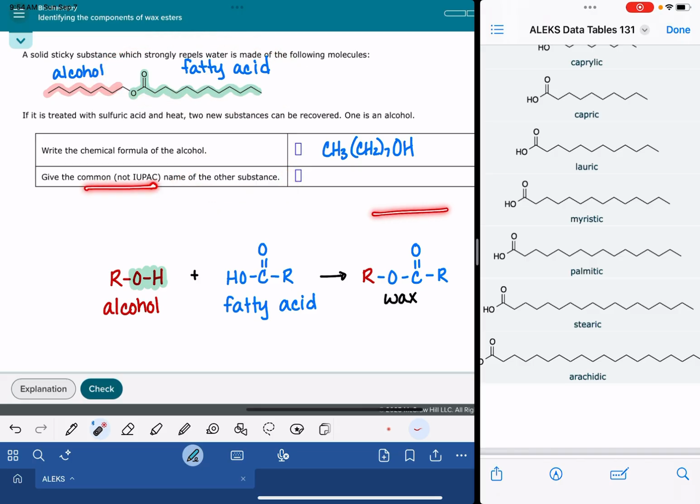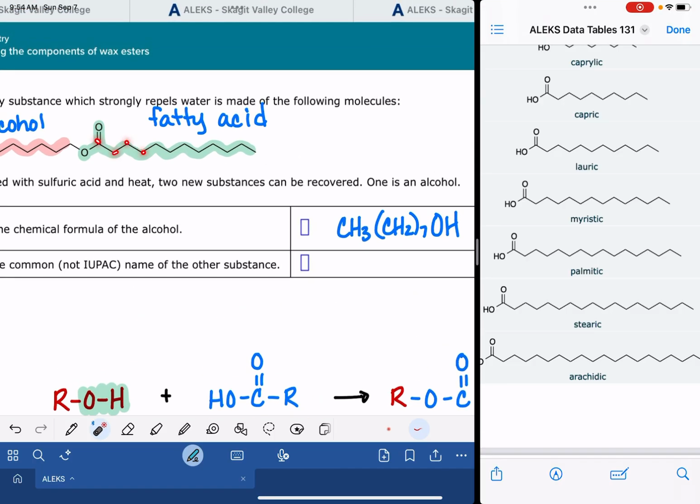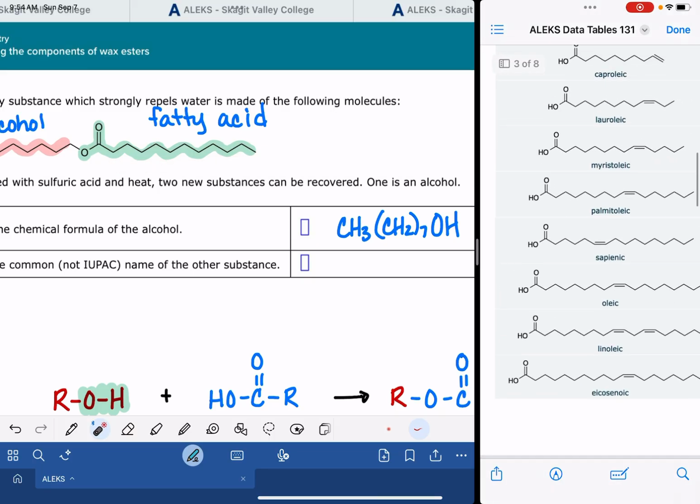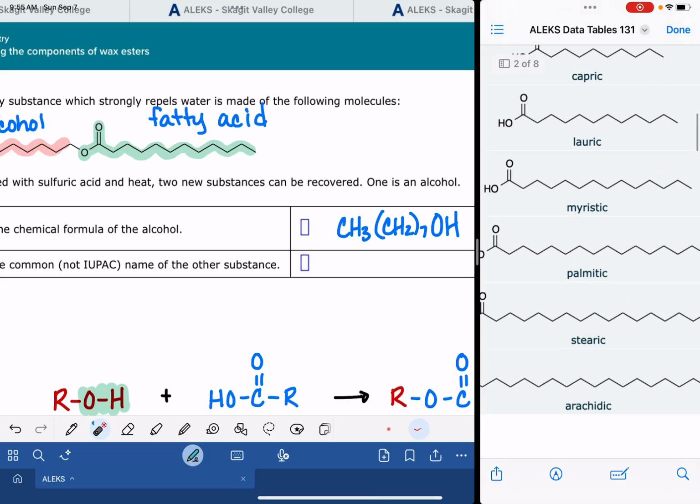The other component, which is the fatty acid, we have to identify by common name, which is the names that are being used in ALEKS's data table. What we're going to do is find this fatty acid based on its structure. I can see that this fatty acid is 1, 2, 3, 4, 5, 6, 7, 8, 9, 10, 11, 12 carbons, all single bonds. So I'm just looking through this data table to find the fatty acid that is 12 carbons, all single bonds, and I believe that it is lauric acid, 2, 4, 6, 8, 10, 12.